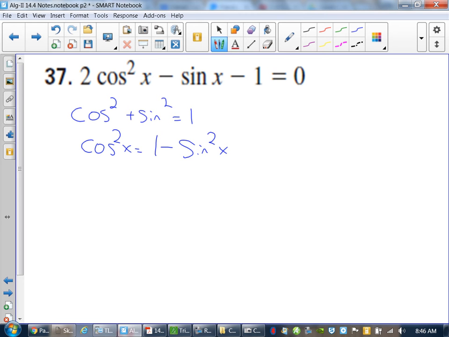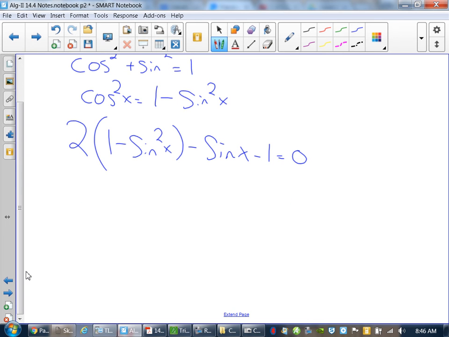So now I rewrite it as 2 times the quantity 1 minus sine squared x, minus sine of x, minus 1 is 0. Okay? Distribute. When I distribute here, I'm going to get 2 minus 2 sine squared x minus sine x minus 1 is 0. Okay, okie dokie?